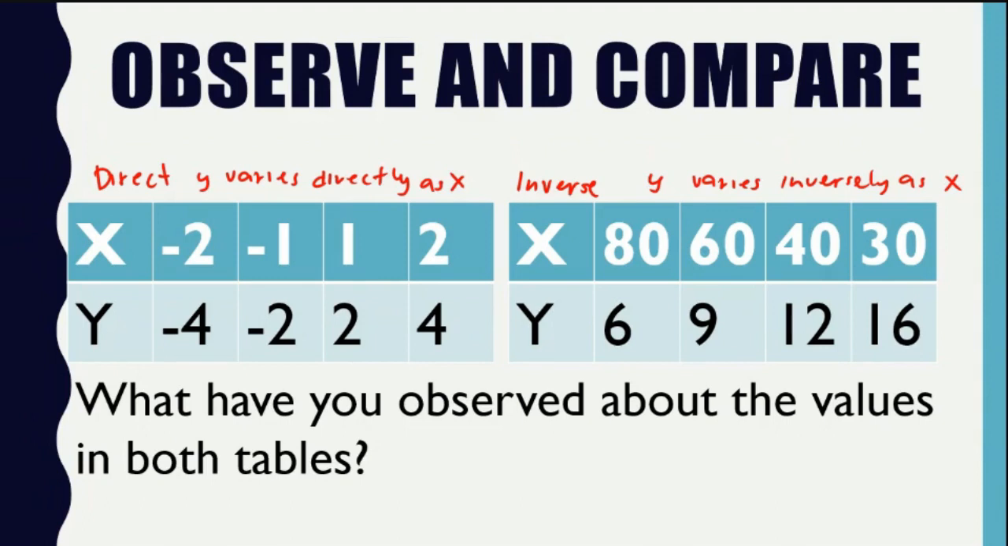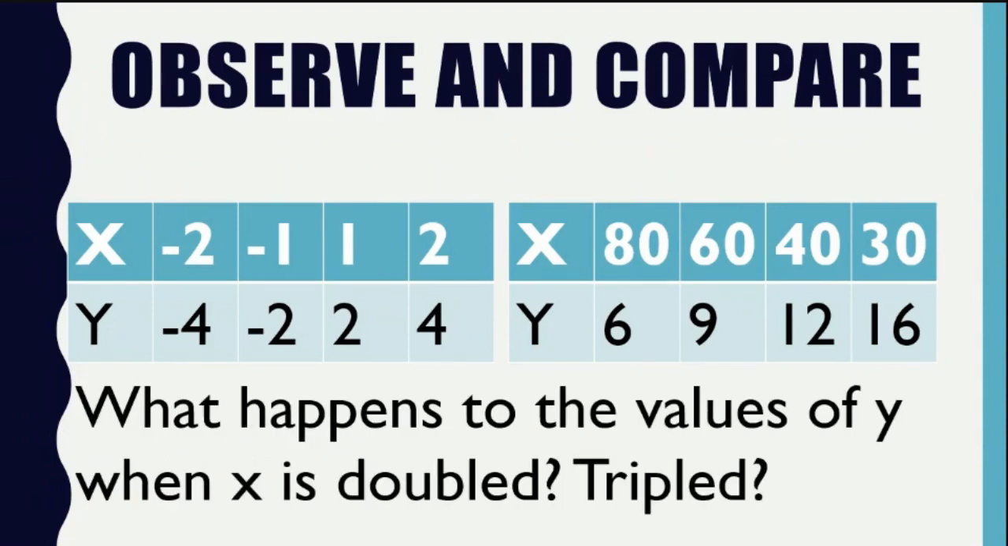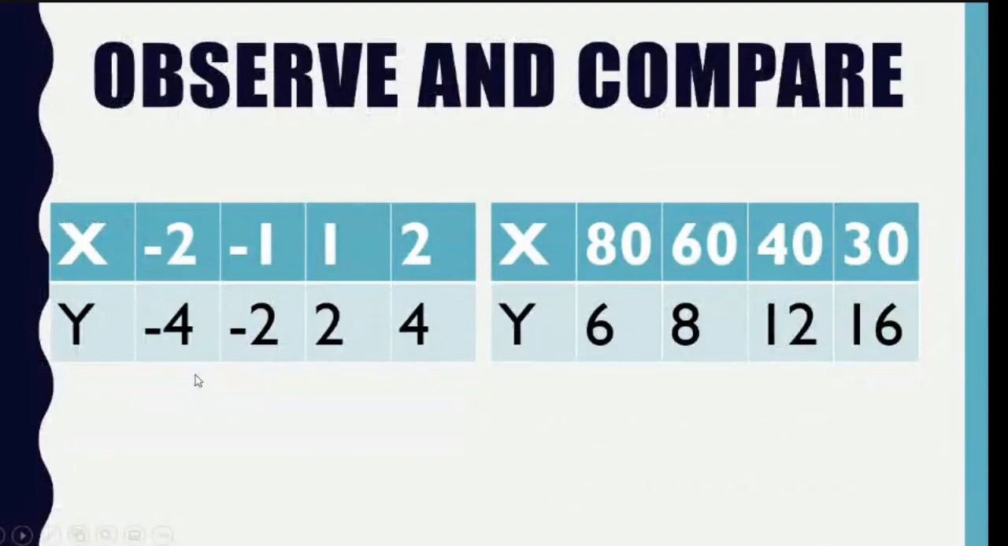The first table, as x increases, y also increases. On the second table, as the value of x decreases, the value of y increases. What happened to the value of y when x is tripled or x is doubled? Okay, so let us first observe the constant between the two. So based on the definition, when we say direct, the ratio is a constant. So now let us compute for the constant of variation of the given tables.